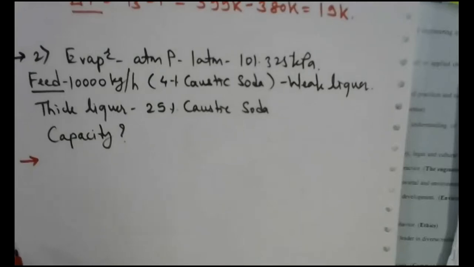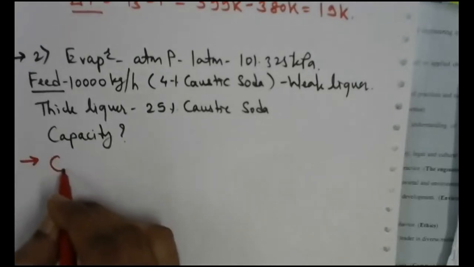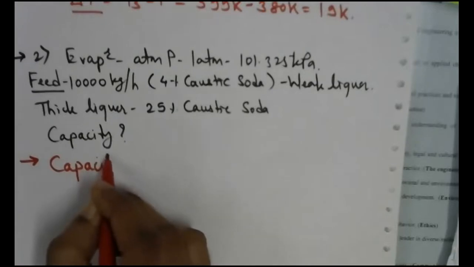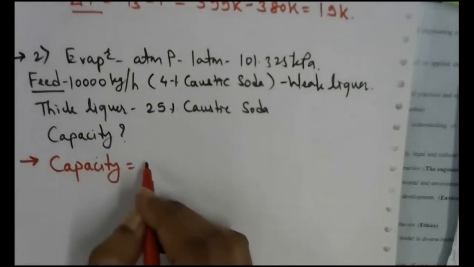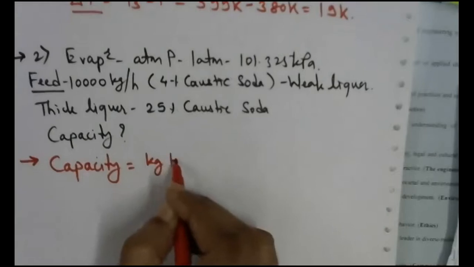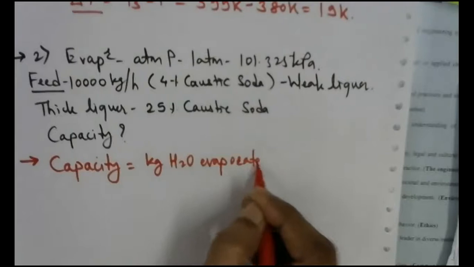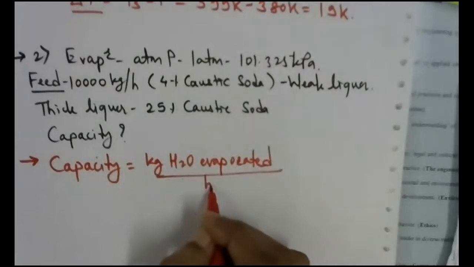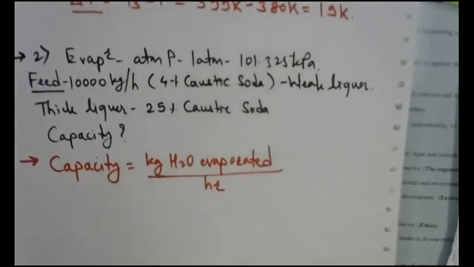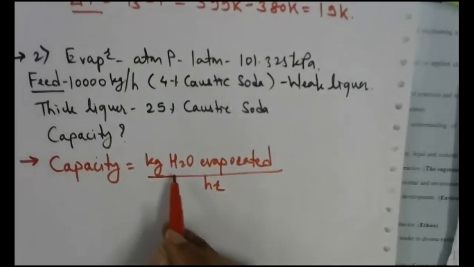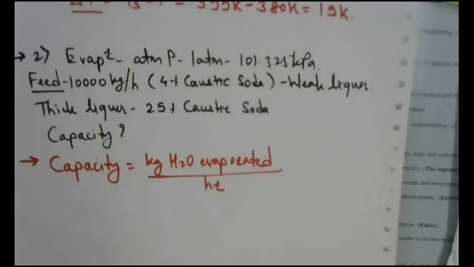Now, first of all, we must know what exactly the capacity is. Capacity is kg of water evaporated per hour. So the capacity definition or formula is kg of water evaporated per hour, right? So we have to calculate this kg of water evaporated in the operation.